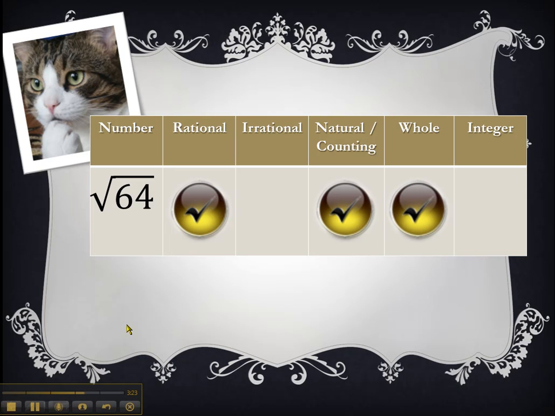It's a whole number because it is a natural counting number. If you checked off natural counting, you're going to check off whole. And guess what? If you checked off whole, you're going to check off integer. This is 8, which is a natural counting number, which is a whole number, which is also an integer.